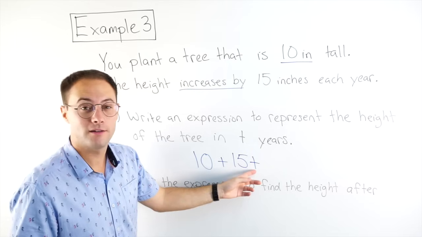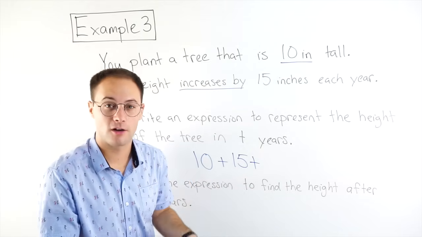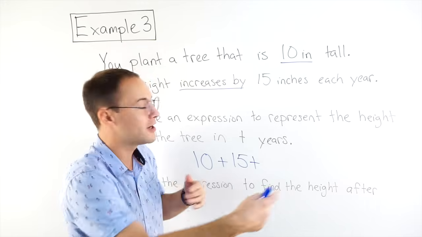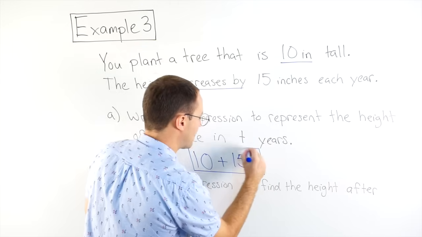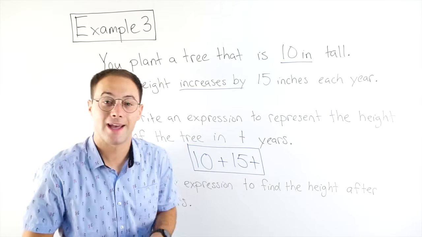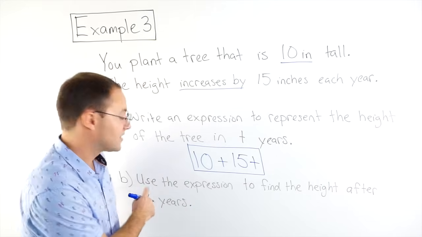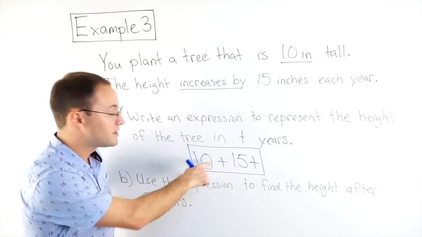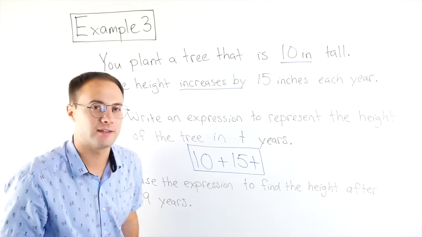After 1 year, 15 times 1 is 15. Add that, it would be 25 inches tall, which makes sense because every year it grows 15 inches. So that is my expression. Okay, I'm happy with that. It's an algebraic expression because it has a variable. Let's look at the next one. B, use this expression to find the height after 9 years.